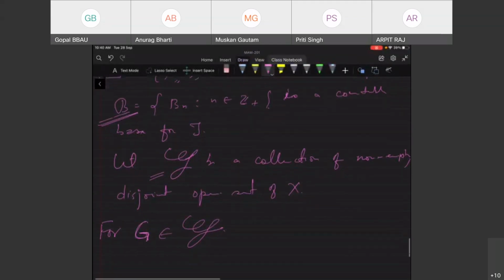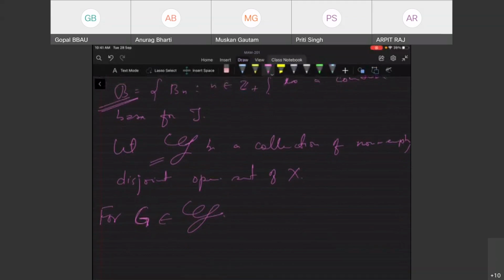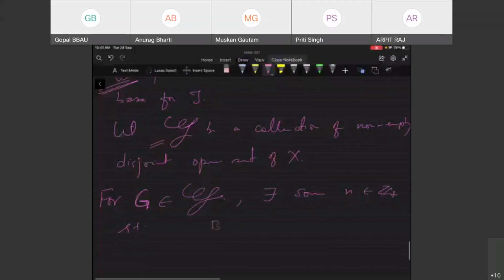And since this is an open set, it can be written as a union of Bn's. This means there exists some n in Z plus such that Bn is contained in G. This is by the definition of base.